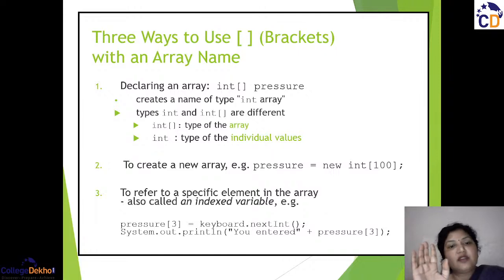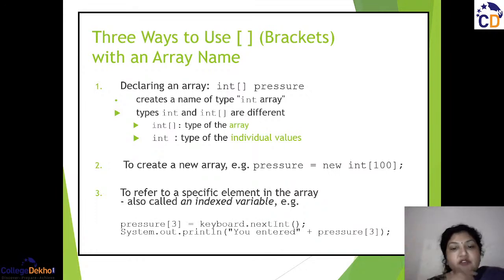Whereas when you just write int, it is a single value, an individual value you are defining. Let us take an example. You create a new array, pressure is equal to new int 100. So you have created one array, the name of the array is pressure, and how many elements is this array holding? That is 100. To refer to a specific element in the array, we use the index. So I am again and again repeating the same thing: we are going to use the indexes for accessing the elements in the array.